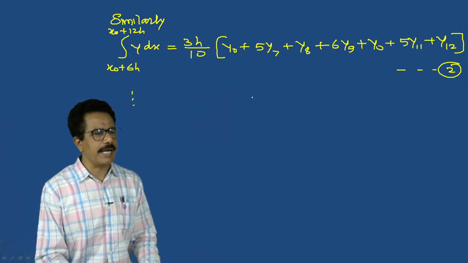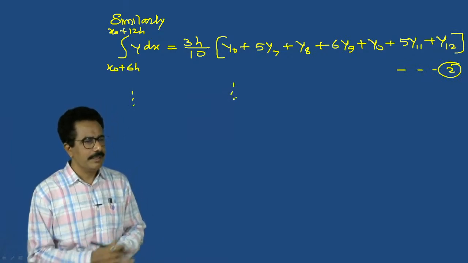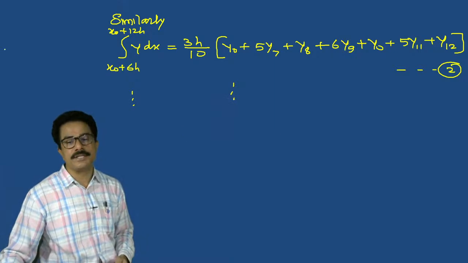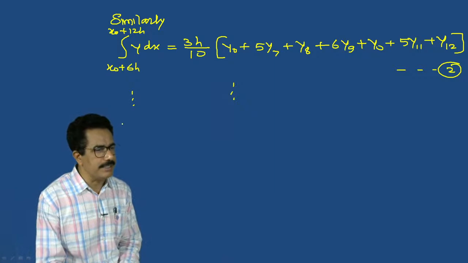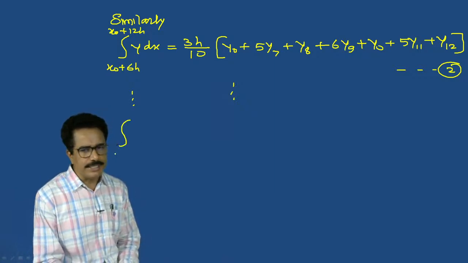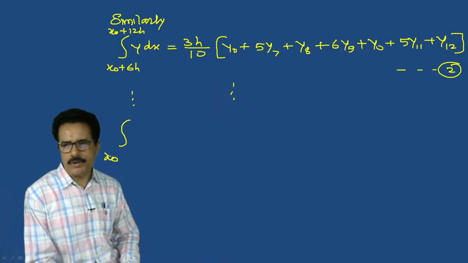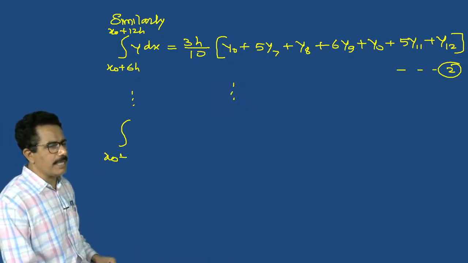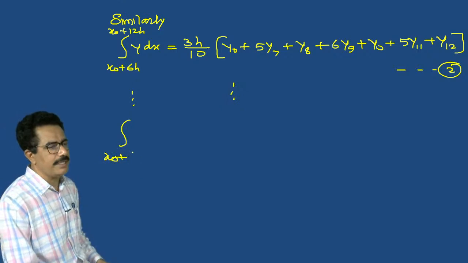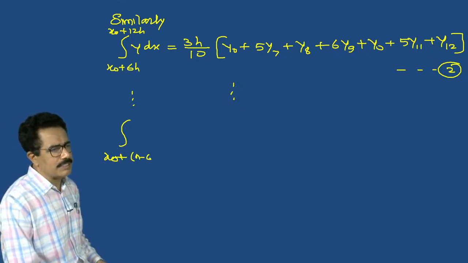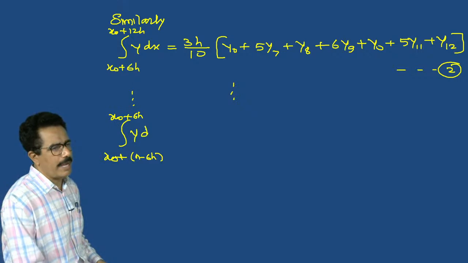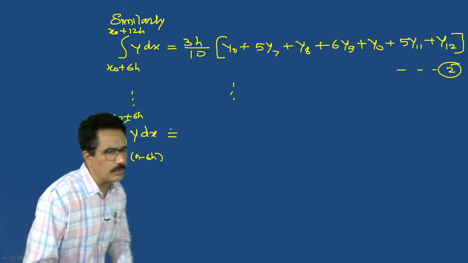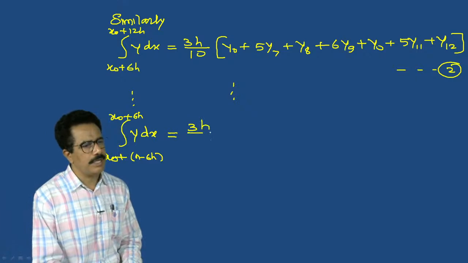In this way we can write the last difference. What is that last difference? That is the nth difference. So for the nth integral column, in general, we can write the integral from x0 plus n minus 6h to x0 plus nh of y dx, which is equal to 3h by 10.